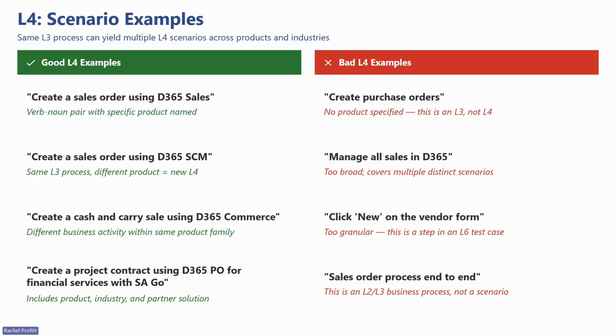That's why you can take a single level 3 process and see multiple valid level 4 scenarios depending on the product or context. The key signal that something is a scenario is that it clearly reflects a specific product or implementation path. You'll also see where things can go wrong. If there's no product context, it's likely still a level 3. If it becomes too broad, it spans multiple scenarios. And if it gets too detailed, it drops down into a system process. So this level is really about getting the scope right, clear, distinct, and tied to how the solution actually works.